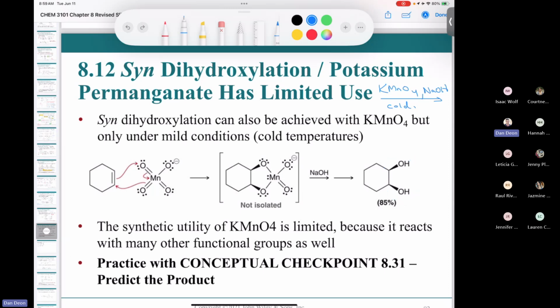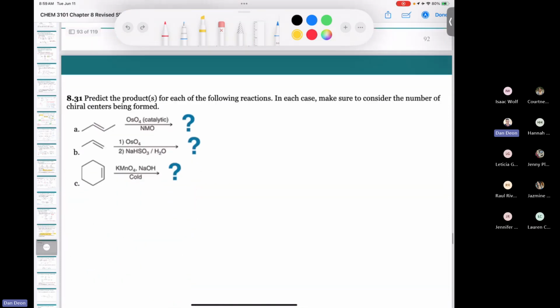However, the problem here is that the textbook tells you the synthetic utility of potassium permanganate is limited. Why? Because it reacts with everything. If you have any other functional groups in your compound, KMnO4 is going to oxidize them. So it's not the best choice, but it is presented in the textbook. And if you choose to use that on an exam, let's say you're taking chemistry 3111 with me in the fall, and you whip that out on a quiz and say, this is what I would do to make a syn-diol, it's perfectly fine. Okay, I will accept it, no problem. But there you go. That's a total of 5 different ways that the textbook teaches you how to make a syn-diol. A lot of different ways to make a syn-diol.